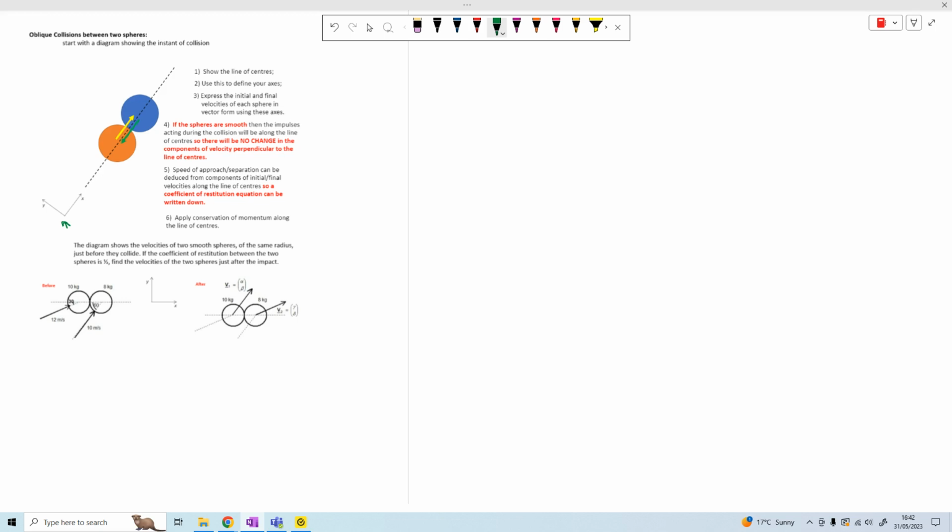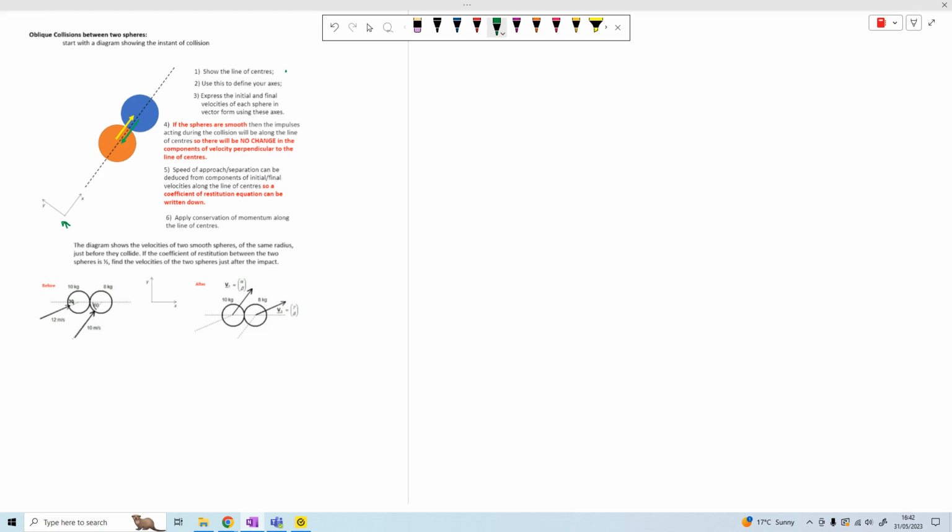So we're going to firstly show the points, show the line of centers, and use this to define your axes, as I just said. And then the other thing is to express their initial and their final velocities as vectors before we go any further. That's going to help me. So make sure that we're writing angles on all that kind of stuff.